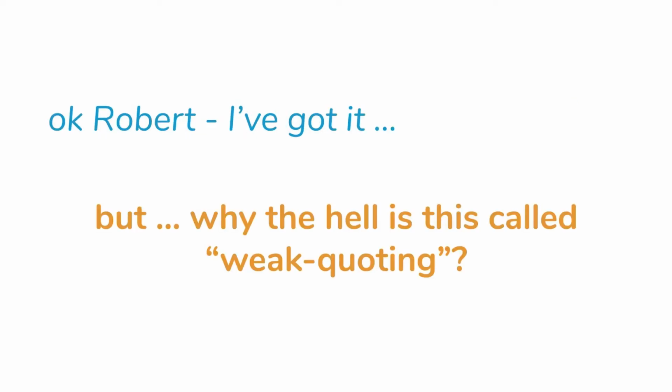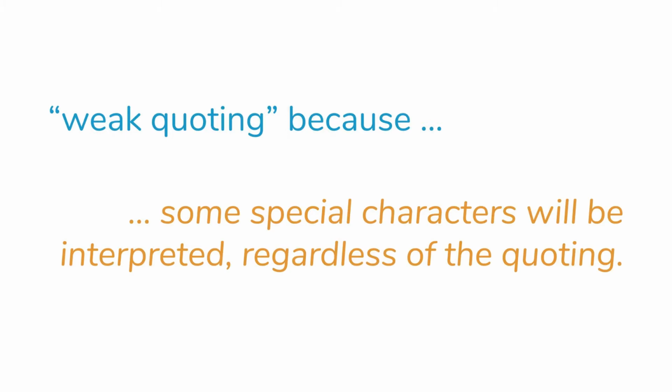Okay, Robert, I've got it. But why the hell is this way of quoting called weak quoting? Glad you ask. Surrounding a string with double quotes is called weak quoting because there are some special characters that will be interpreted regardless of the quoting. For instance, the $ sign. If you quote a string with double quotes and the string contains a $ sign, then this $ sign will be interpreted, for instance, for referencing a variable.